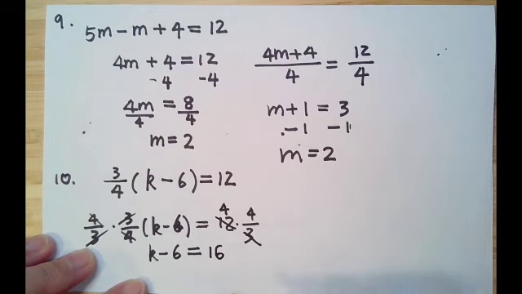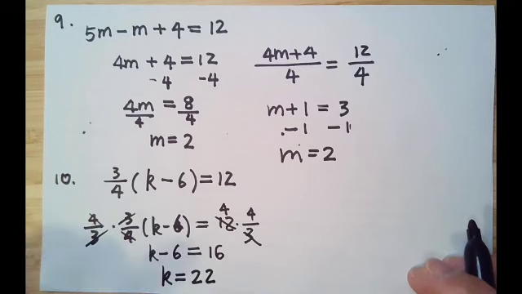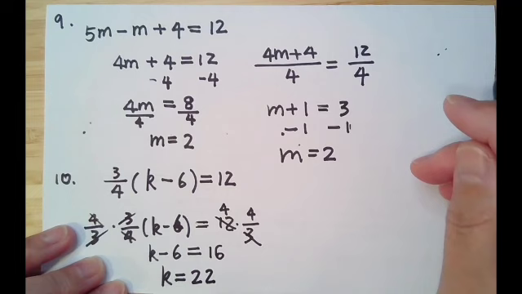Next step will be easy, right? You plus 6 on both sides. So you have k equals 22. Okay? So that's the number. That's question number 10.